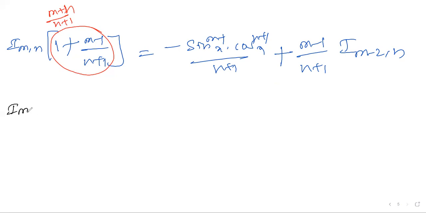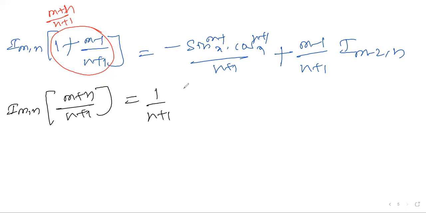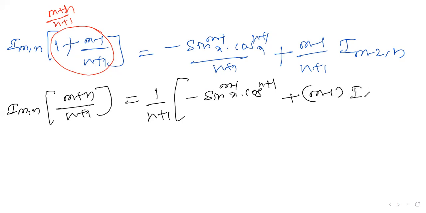So I(m,n), it is (m plus n) by (n plus 1) is equal to, I'll take a common of (n plus 1) to complete the thing. So minus sin^(m minus 1) x into cos^(n plus 1) x plus (m minus 1) into I(m minus 2, n). So n plus 1 cancels. Next, I'll directly write the answer in the next step.